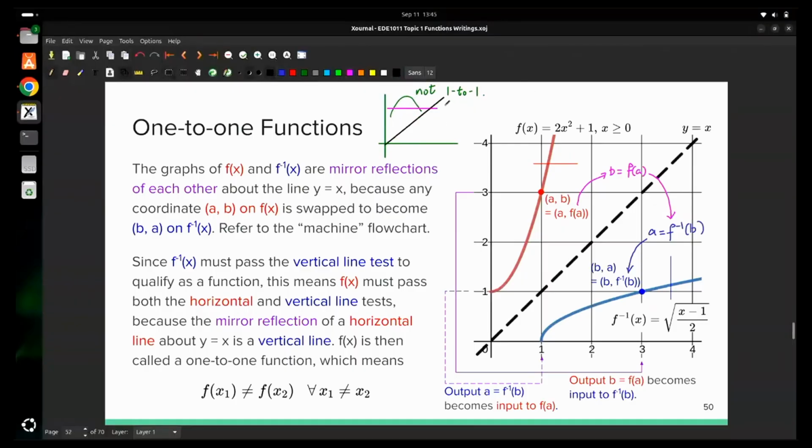Okay, y equals x. So if you reflect this across, you notice what you get. You get something maybe that looks like that. So how is this a function? It's not a function. Why? Because you're going to intersect 2 times.